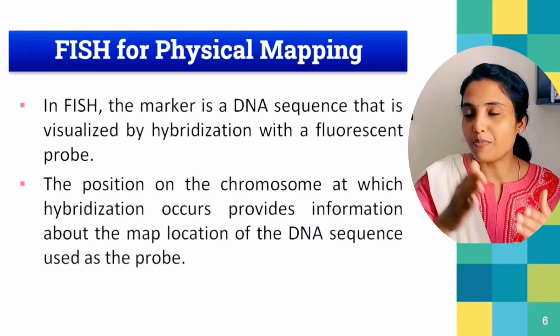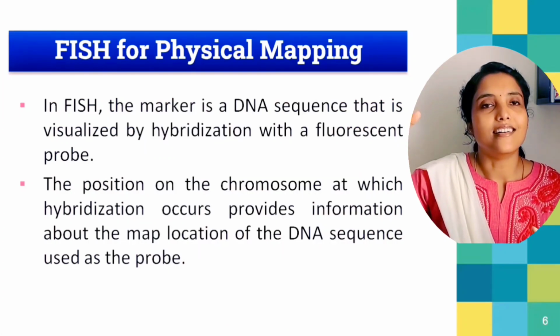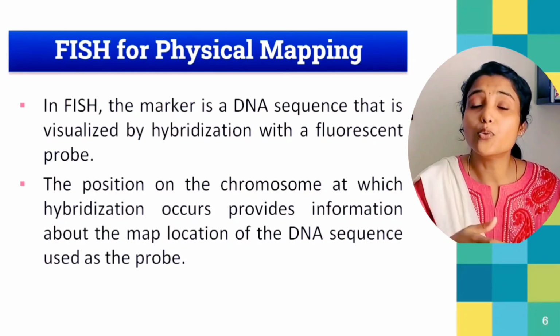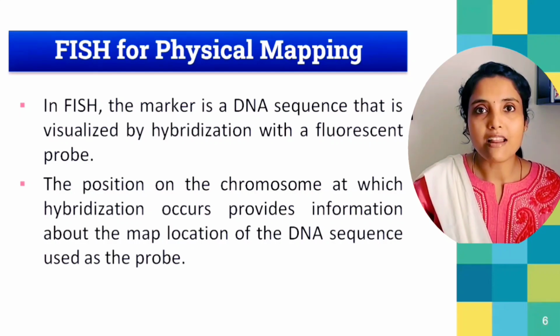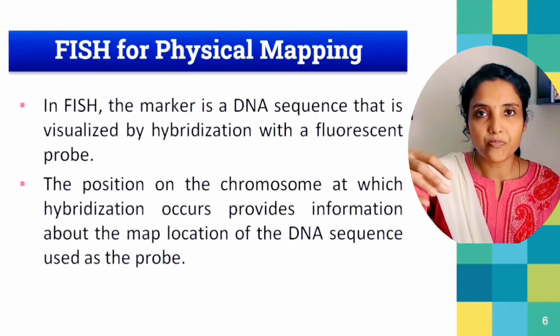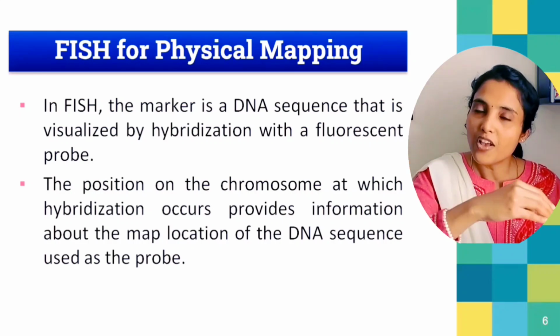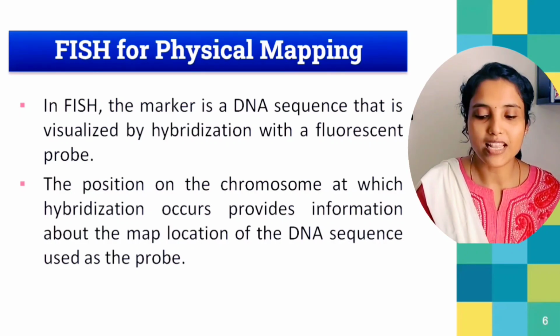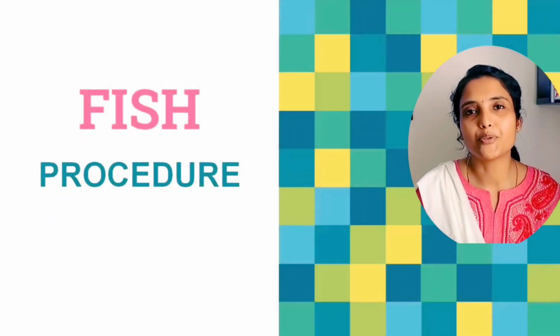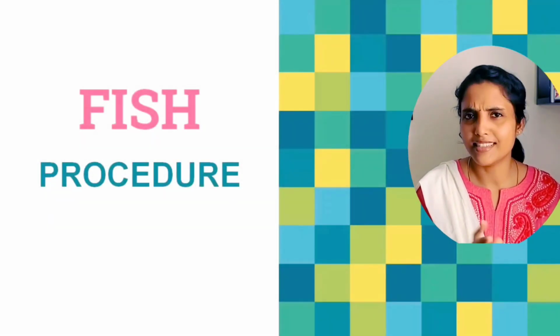Just like going from place A to B, if you have different landmarks like a school, a hospital, a bank, or a temple, all those landmarks, what will you do? You'll connect each place together and you form a map, right? Just like that, here DNA sequences are your landmarks. What is the FISH procedure? We'll see in as much detail as we can.